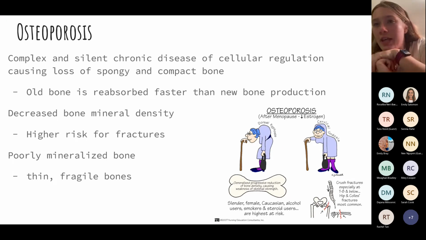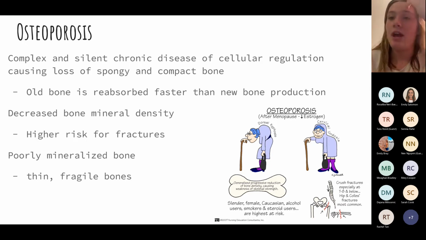Osteoporosis. This is our silent chronic disease of cellular regulation. Essentially, old bone gets reabsorbed faster than what's being produced. There is no balance, so we're having a really big issue. These patients are at insane risk for fractures, and because this bone is poorly mineralized, they're going to have thin, fragile bones. Usually it's linked to females after menopause as well. You might see some dorsal kyphosis, cervical lordosis, etc. in these patients as well. Also, patients with chronic alcohol use, chronic smokers, or even steroid use are at risk for osteoporosis.